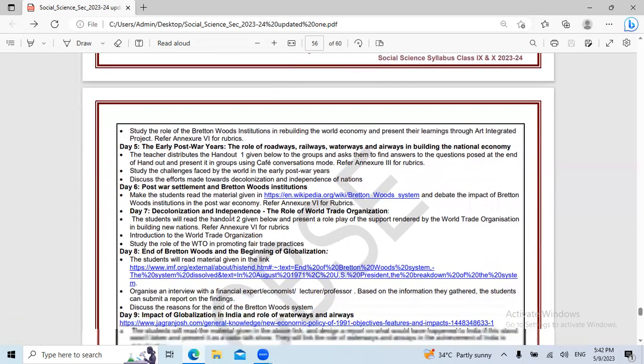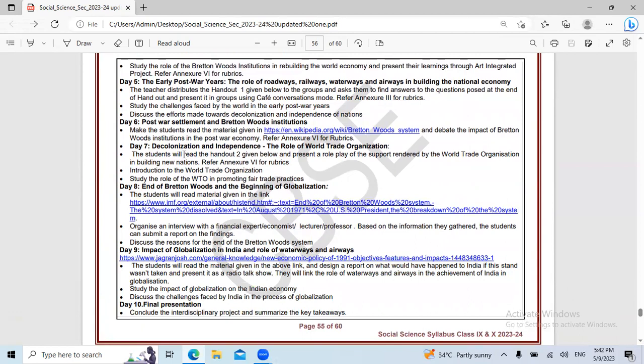Day 5, the early post-war years, the role of roadways, railways, waterways, and airways in building the national economy. The teacher distributes the handouts given below to the groups and asks them to find answers to the questions posed at the end of the handouts and present them in the group using cafe conversation mode. Refer to annexure 3 for rubrics.